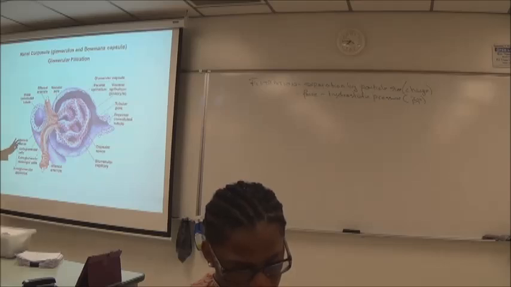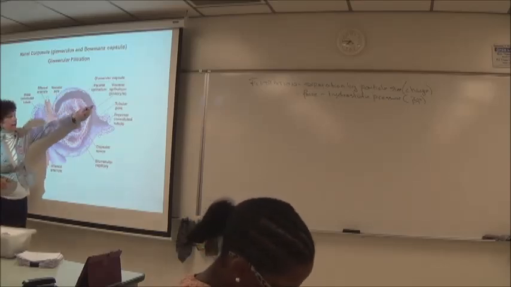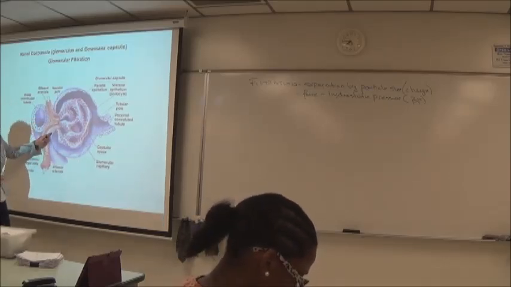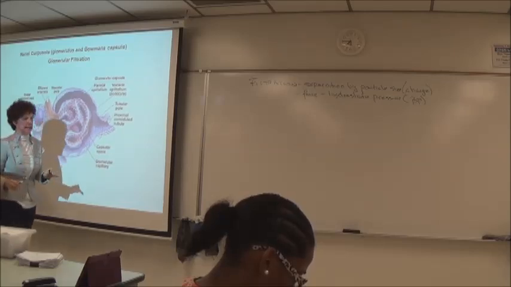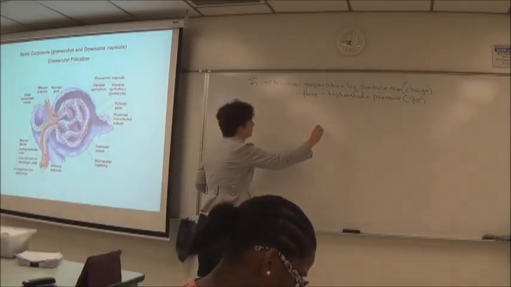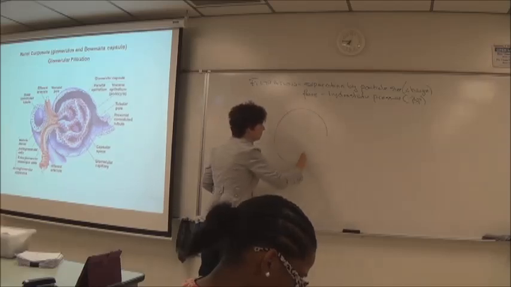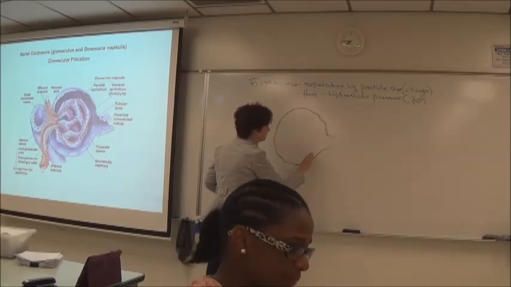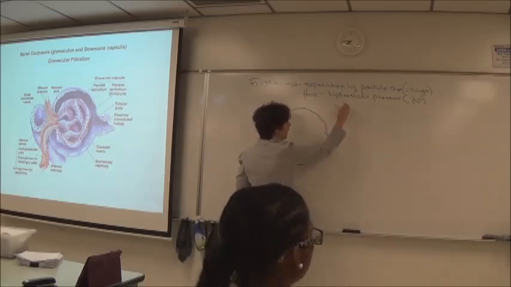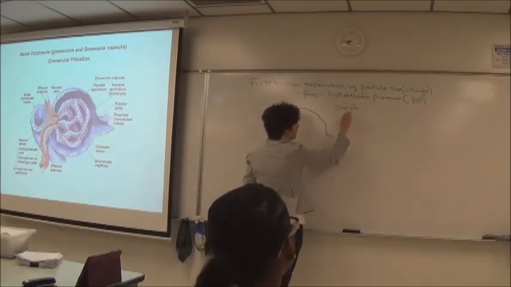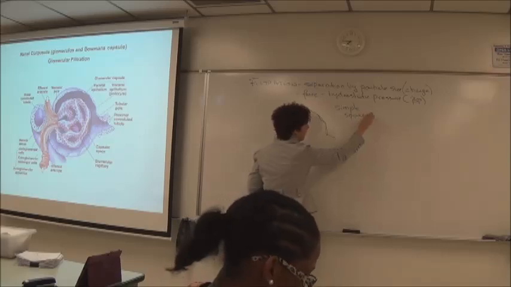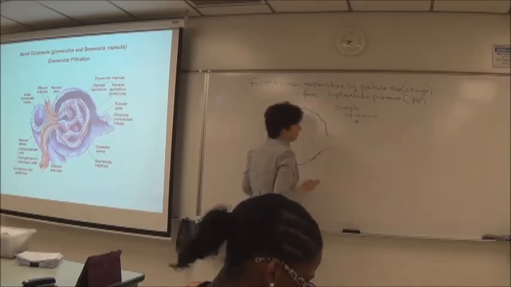So the diagram that you're seeing here, this is the Bowman's capsule or nephron capsule. Remember, it is essentially a balloon that's formed of simple squamous epithelium. I'm going to erase this and redraw part of it in just a moment. Or I'll redraw it over here.